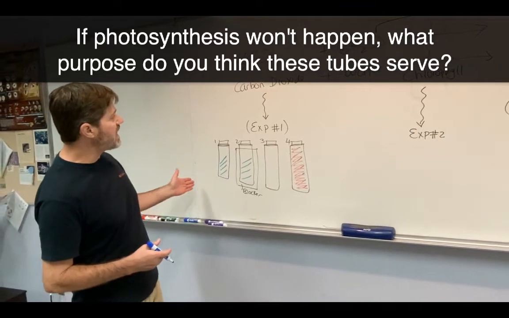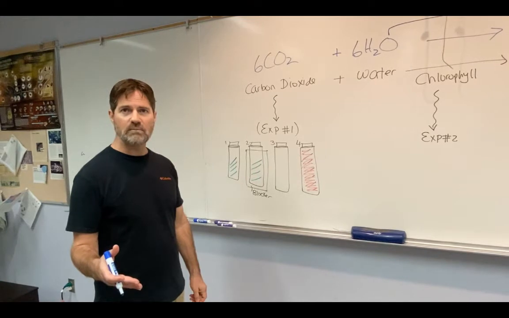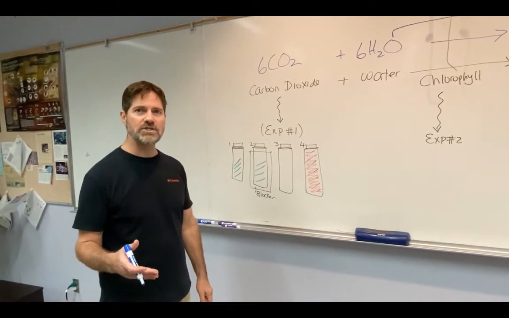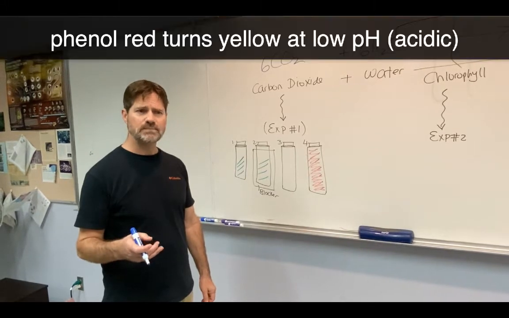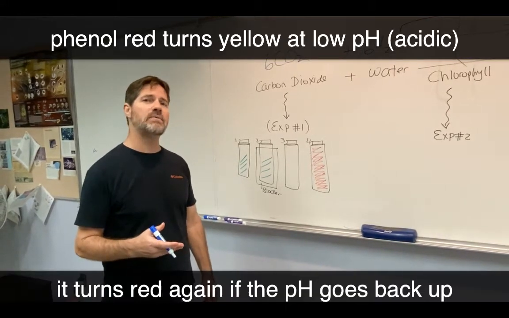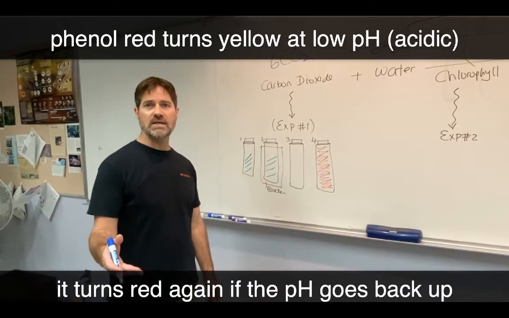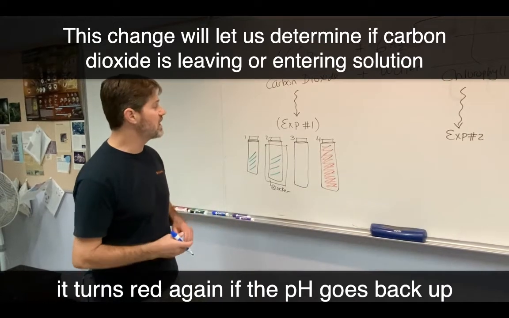We are going to add to all of these tubes some phenol red. We've worked with that before when we were looking at cellular respiration. Phenol red is an indicator of pH. At lower pHs, when things are a little bit acidic, it's going to be yellow. When things are basic, they're going to be red. So we have a potential here for some color change.